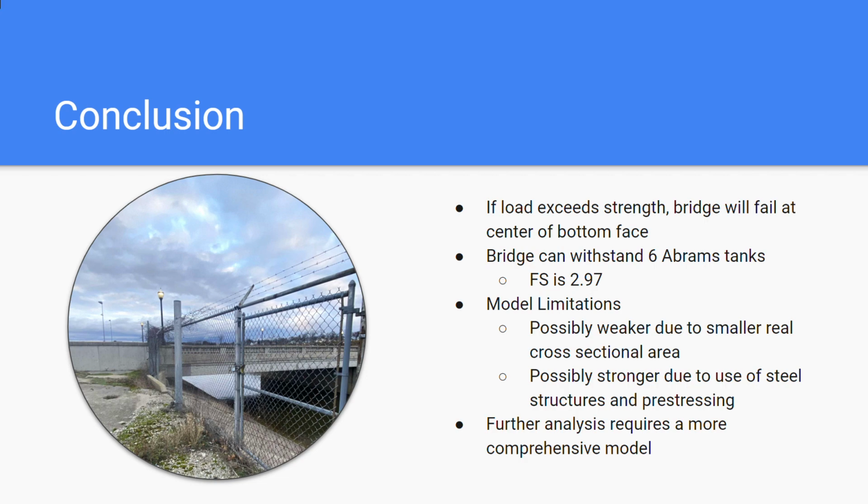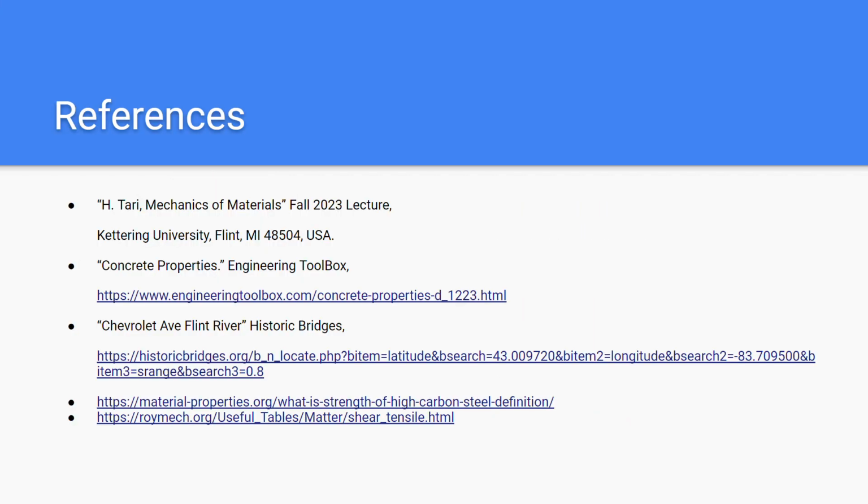It is possible that the bridge is weaker than we estimated, as our solid block model ignores the hollow areas present in a box girder design. It is also possible that the bridge is stronger than we estimated, as we ignored the steel beams and pre-stressing of the concrete. To more accurately model this bridge's mechanical performance, one must account for the box girder cross-section, the use of non-homogeneous materials, and the compressive stress offset due to its pre-stressed construction.